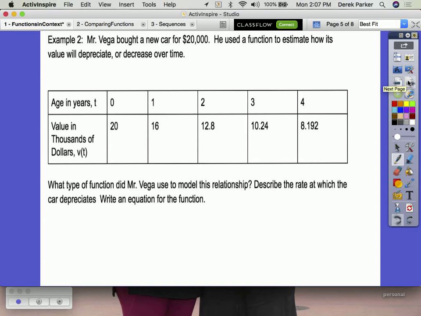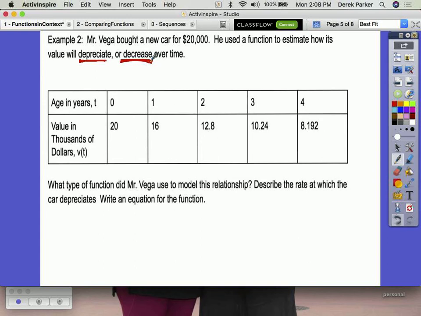Example 2: Mr. Vega bought a new car for $20,000. He used a function to estimate how its value will depreciate, or decrease, over time. Now, think about that for a second. Where do you remember that from? What type of function did Mr. Vega use to model this relationship? Describe the rate at which the car depreciates, then write an equation for the function. Now, think to yourself, does that look like a linear or exponential function? If you said exponential, you're correct.